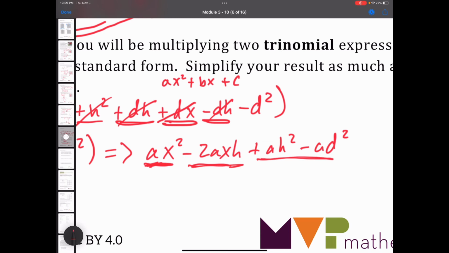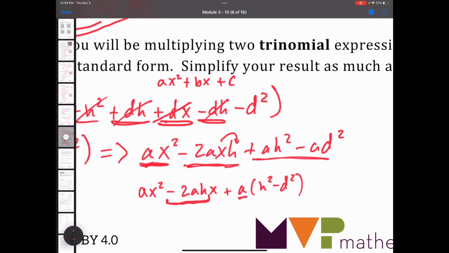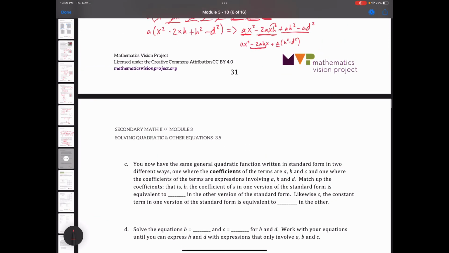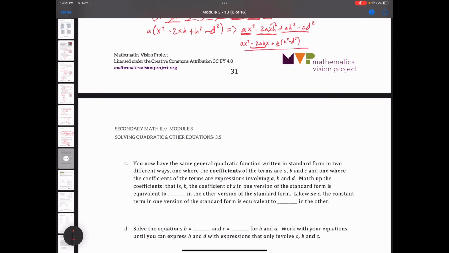Now, another way I could write this is ax squared minus 2ahx, so that I can see this a little bit more clearly as, oh, this is my b term right here. And plus, and then just for fun, I'm going to say h squared minus d squared with this a factored out. Since both terms have that a, I can factor it out. Okay, so now I have the different form where it looks like standard form, right? Ax squared plus bx plus c, but a is the same, b is different, and c is different, right?